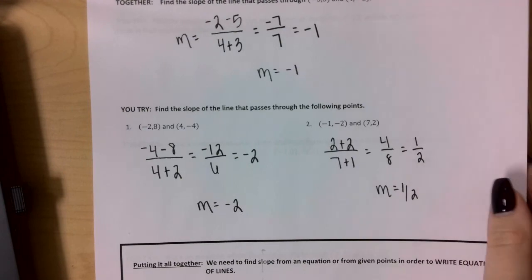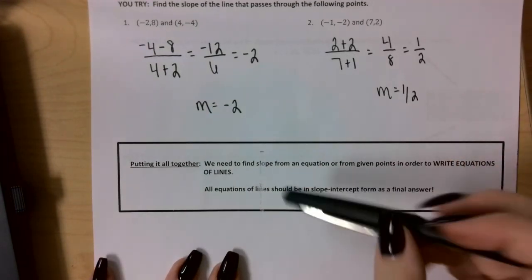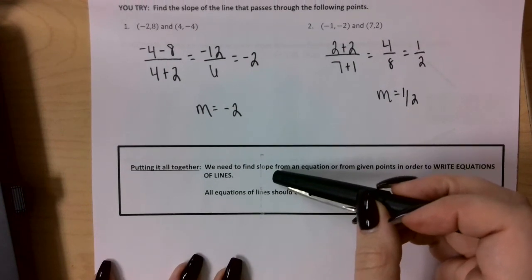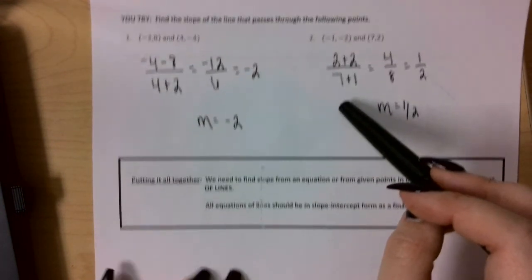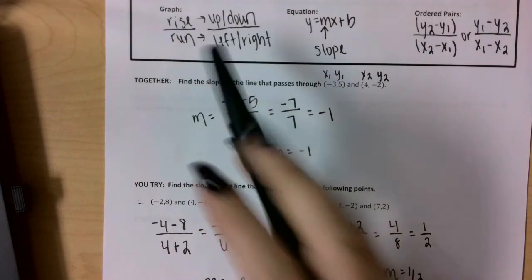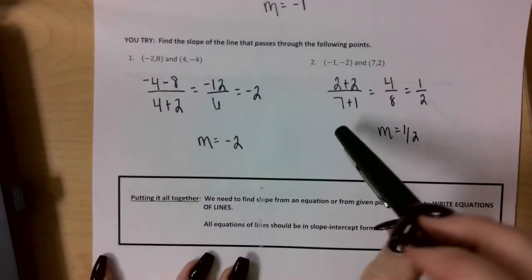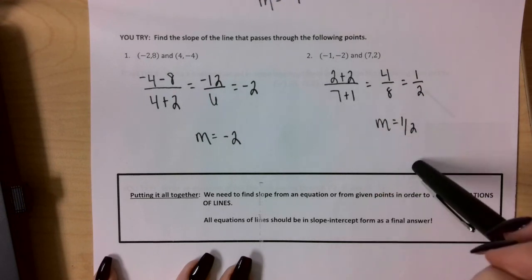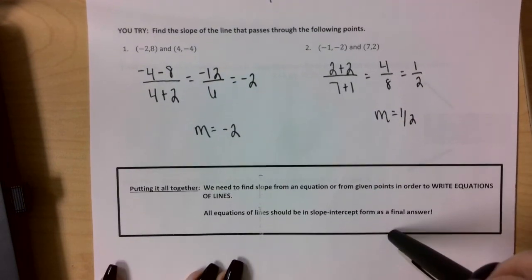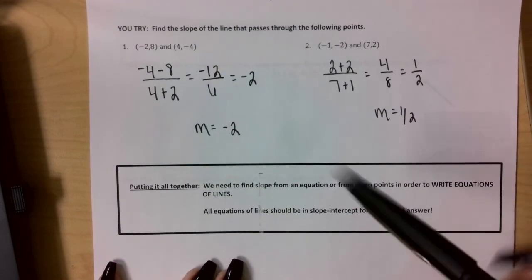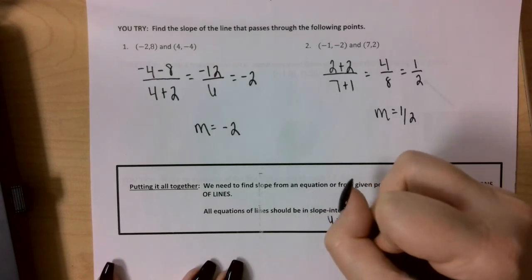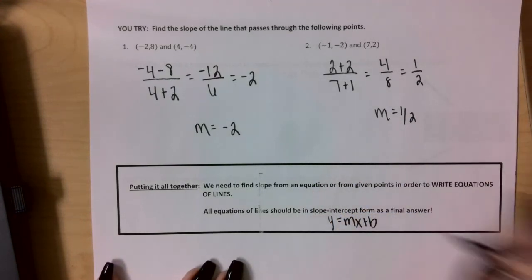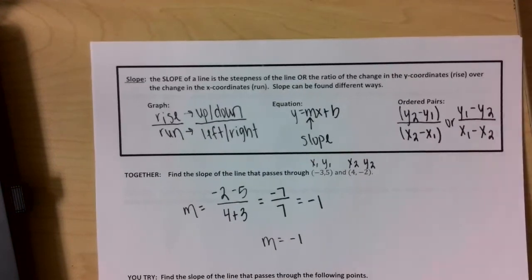Okay, so a couple things to keep in mind. So when we're writing equations of lines, we have to know the slope. Okay, so if you have to find the slope, you may have to get it from a graph, or you may have to do your slope formula to get the slope. Okay, we're also going to always write our answers in slope-intercept form. So this is your y equals mx plus b.